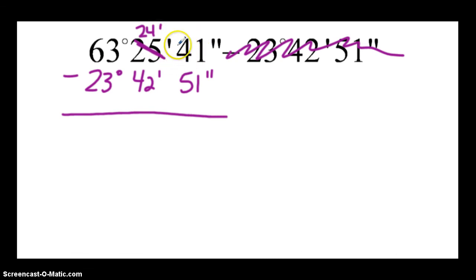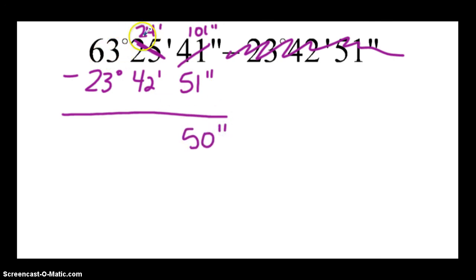And 1 minute is 60 seconds. So I have to add over to this 41, 60, right? So this becomes 101 seconds. Now I can subtract and I get 50 seconds.